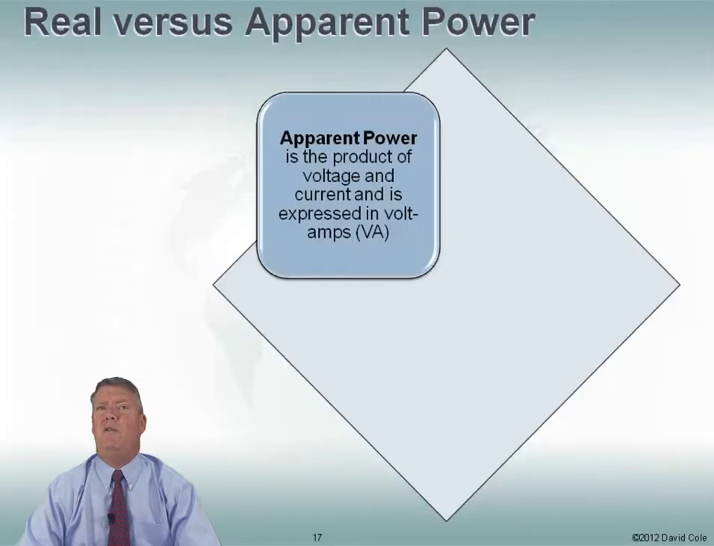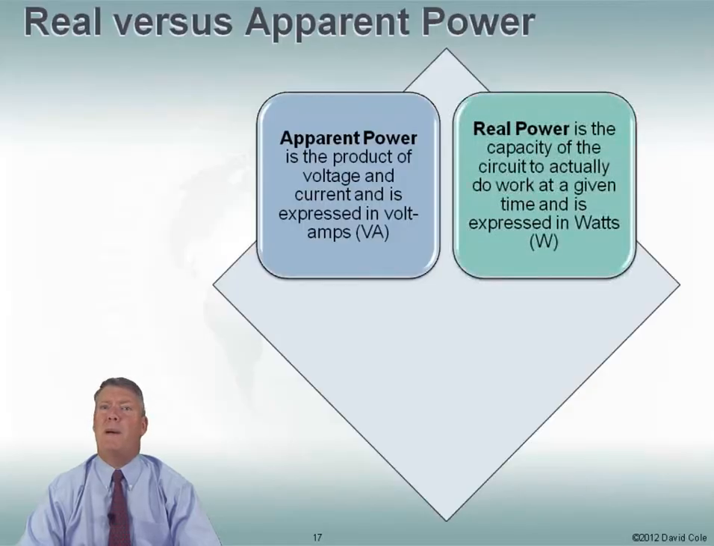Let's look at real versus apparent power. Big difference between these two, and same thing with our hose. Remember our hose example, our brother's chasing us around the yard, and he's got a certain amount of pressure in the hose, a certain size hose. That's their apparent power, right? The product of voltage and current, and that is expressed in volt-amps. Real power is the capacity to actually do some work, and that's expressed in watts.